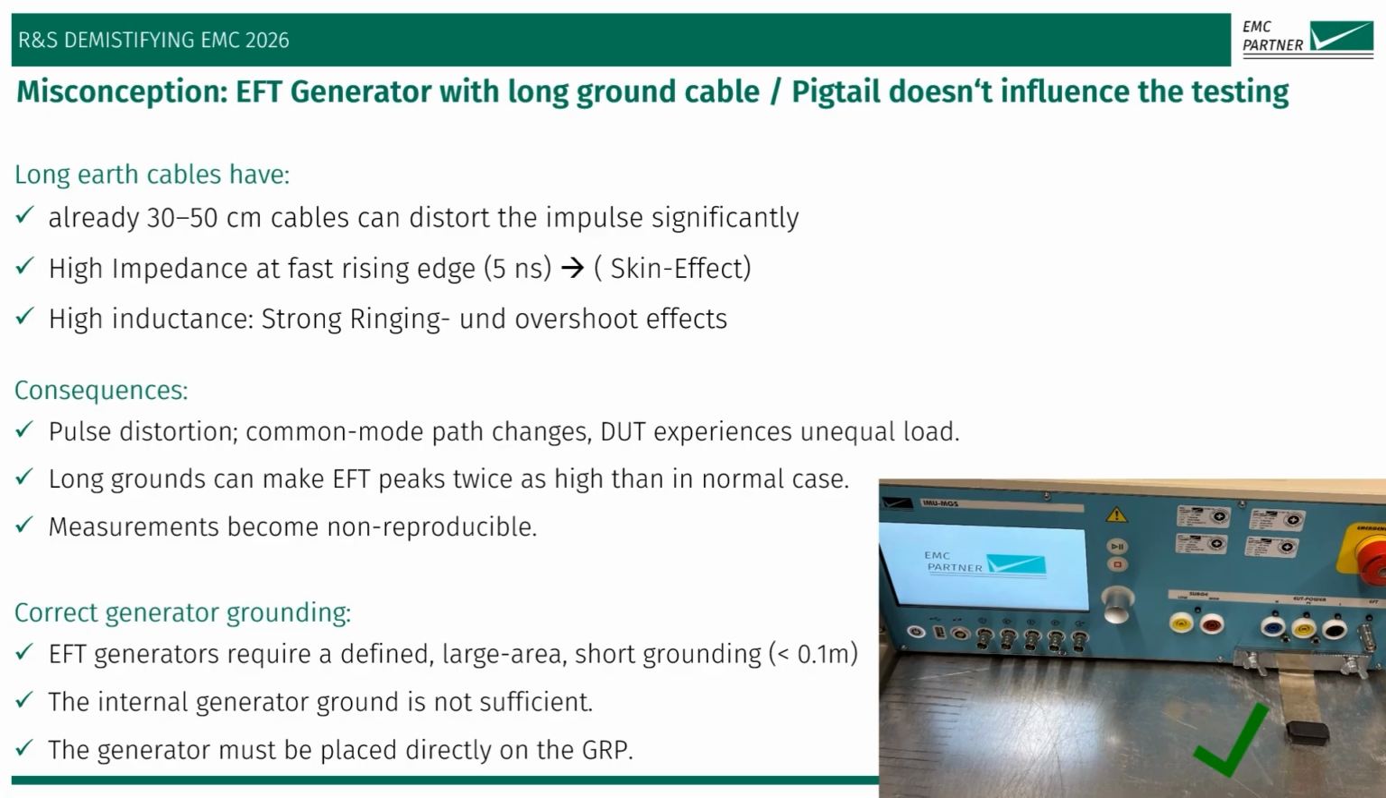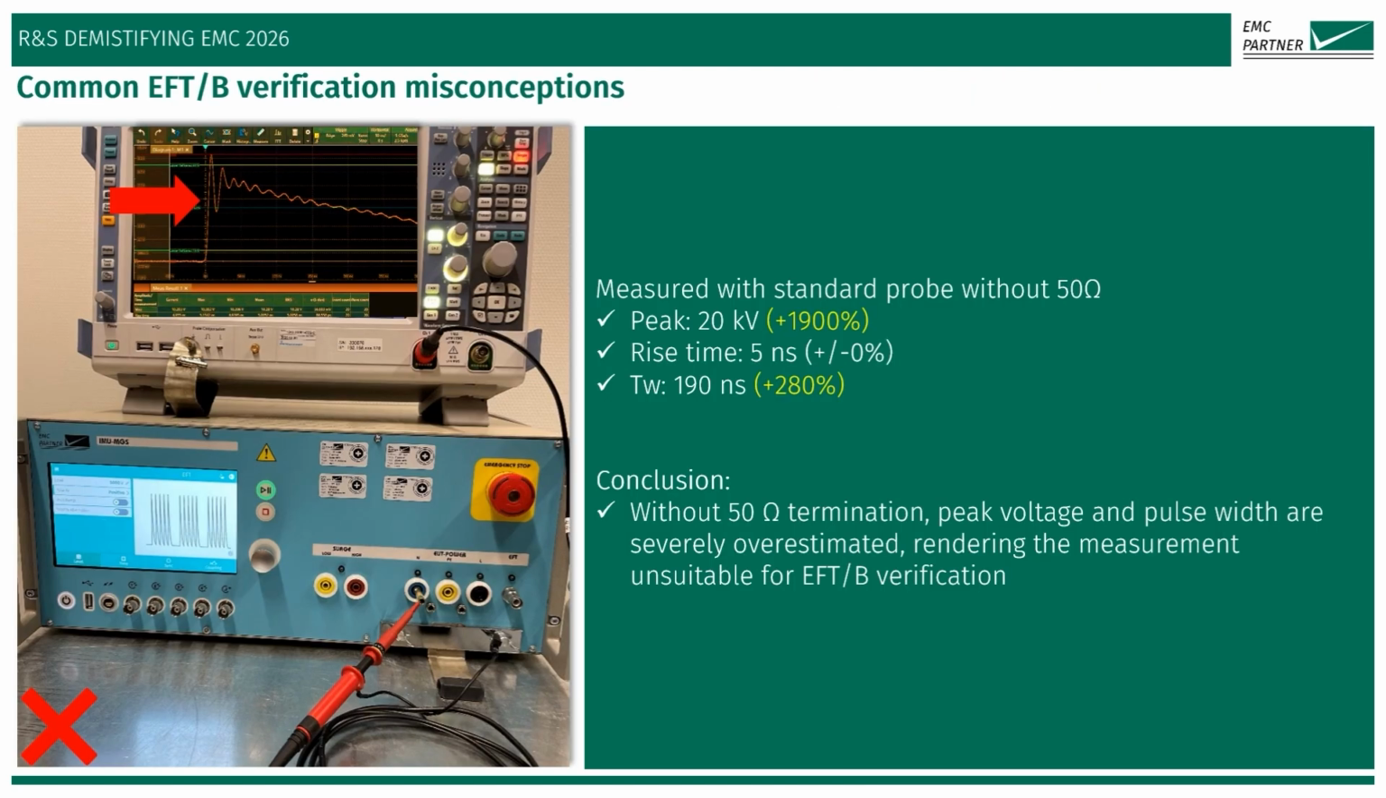A common misconception in EFT verification is that a standard probe is sufficient for correct measurement. As you can see here, this setup is completely misleading. Without the required 50 ohm load, the test results are heavily distorted. In this example, the peak voltage is measured at 20 kilovolts. That is a deviation of 1900% from the actual value. Pulse width is also completely exaggerated at 190 nanoseconds, an overestimation of 280%. The bottom line: without correct termination, the measurement is simply useless for compliance.